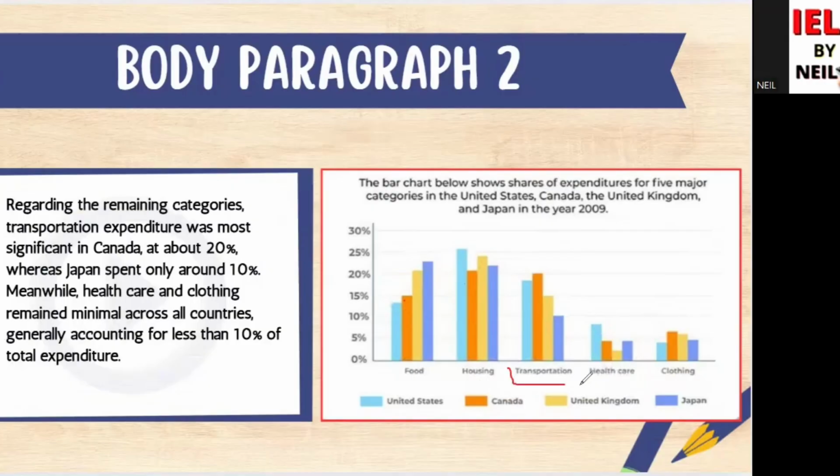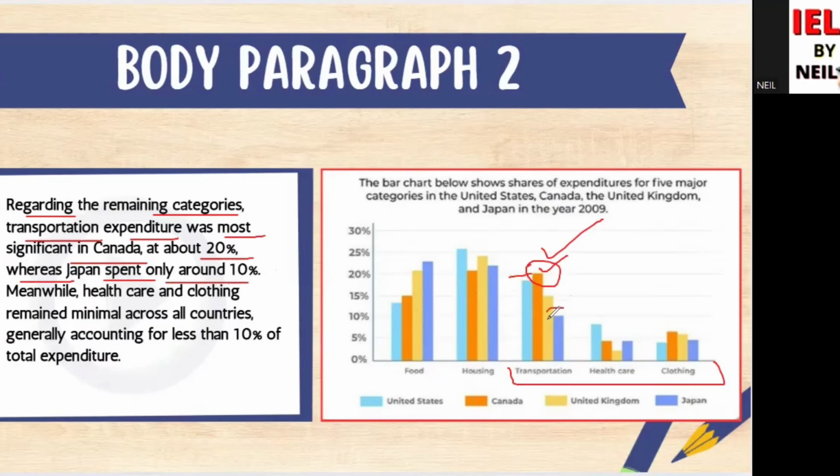Now, in this one, we're going to talk about these three categories. They're saying, regarding the remaining three categories, transportation expenditure was the most significant in Canada at about 20%. This is the one, 20%. Now, this time I've not used the word approximately or around. Why? Because I'm sure about the value. It's exactly 20%.